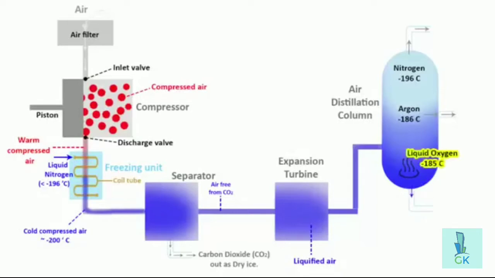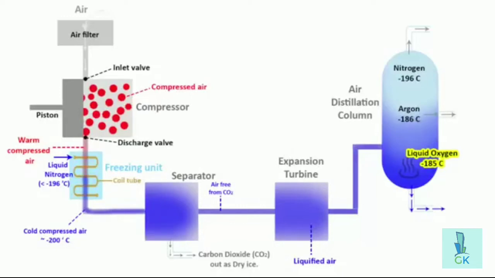Oxygen, which has a higher boiling point, is left behind and is collected separately. Now please don't get confused, because -196 is much cooler than -186. Oxygen boils around -182 to -185. So if you look at these three temperatures, obviously -185 is higher compared to the other two. That means oxygen has a higher boiling point. At the bottom of the air distillation column, you will see liquid oxygen settles down.